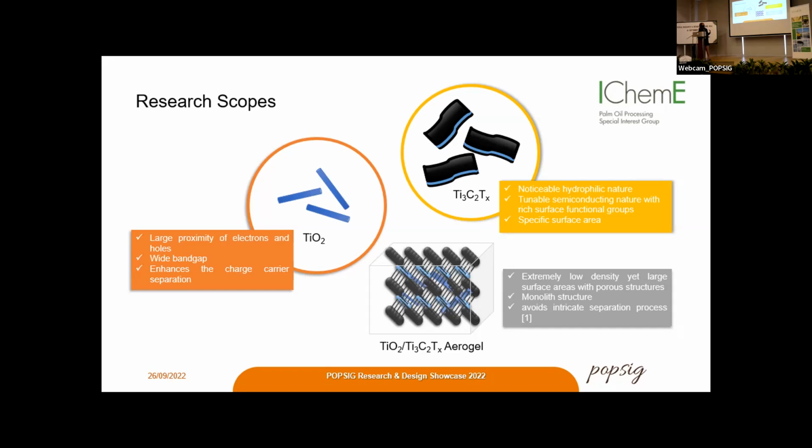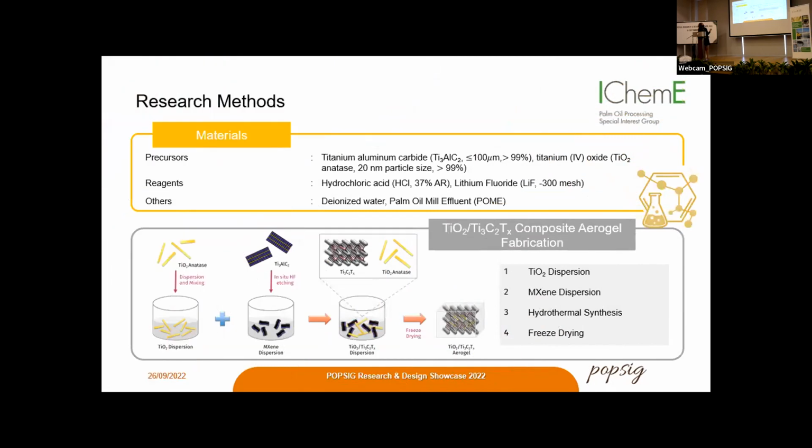So why we are going to fabricate an aerogel is that aerogels have an extremely low density yet large surface area porous structures. It consists of monolithic structures, and it can avoid intricate separation processes such as our conventional clarifying and filtration processes. So the main precursors for this study will be the MAX phase for the MXenes, which includes titanium aluminum carbide, titanium oxide in anatase form, and the main reagents will be hydrochloric acid and lithium fluoride. So the deionized water will be used throughout the experiment.